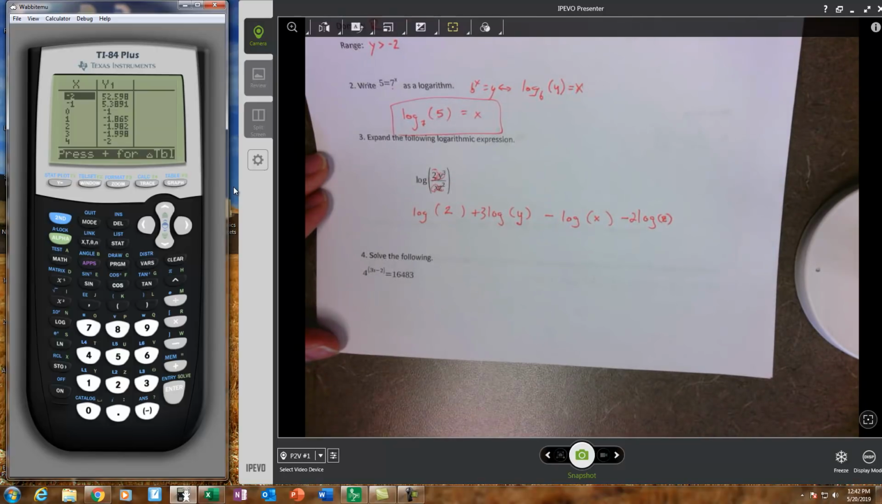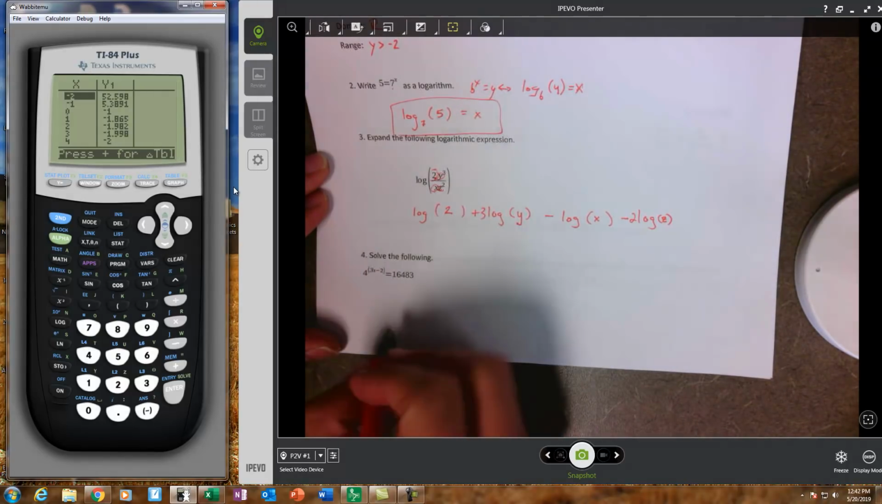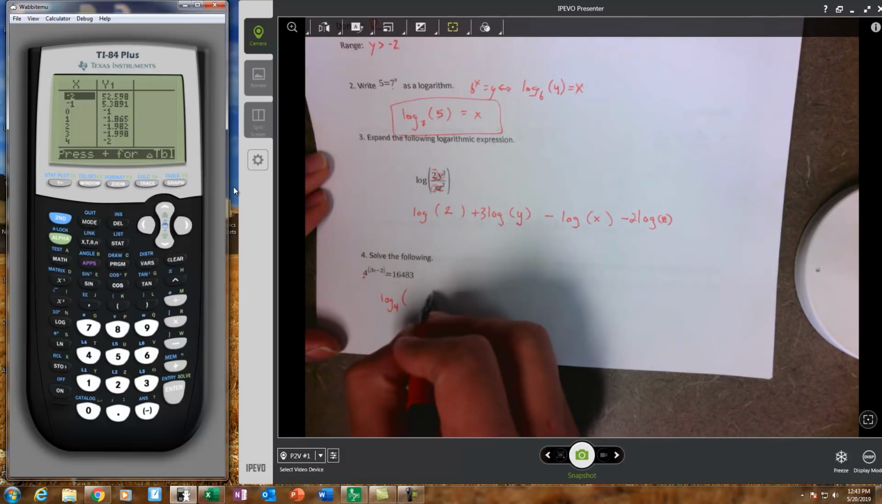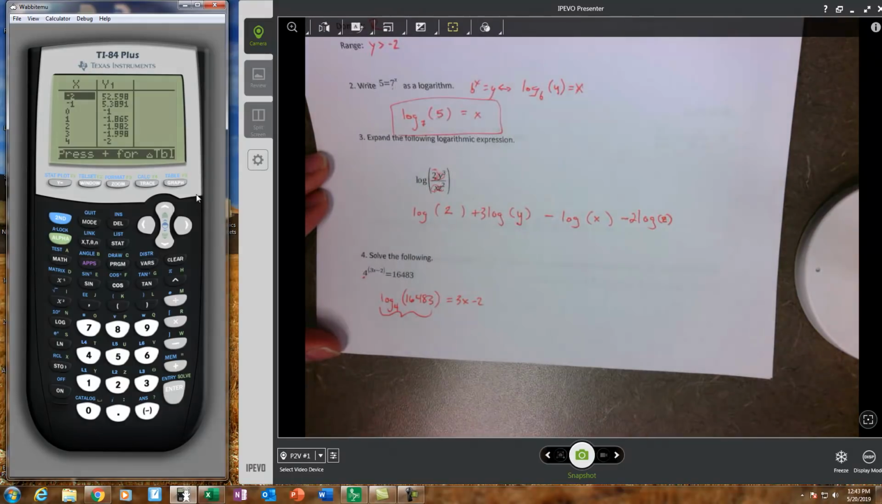When it comes to solving number 4, it starts with the premise that we used on question number 2, that we should be able to rewrite this as a logarithm. Log base 4 of 16,483 equals the exponent 3x minus 2. Now this can go into the calculator. I'm going to press math, arrow up until I find log base. My base was 4, and inside of that is 16,483.